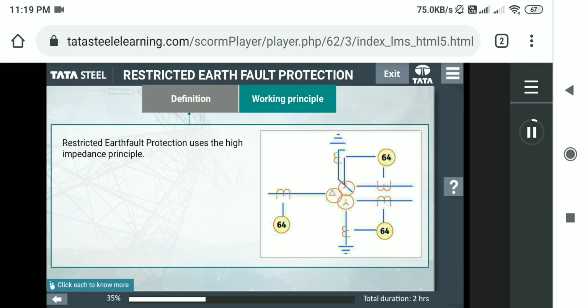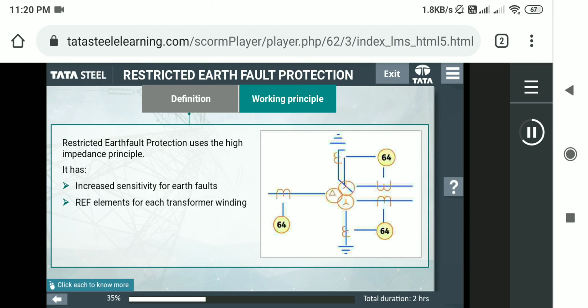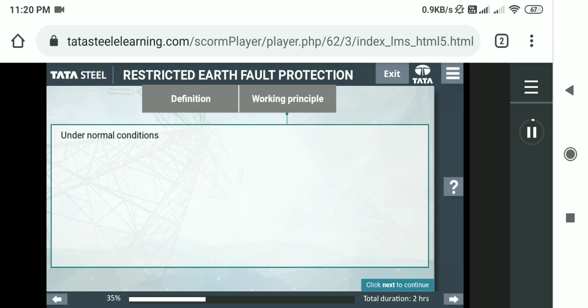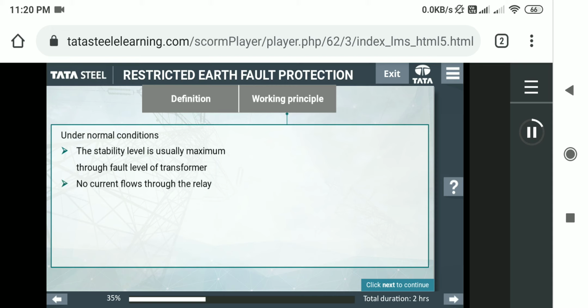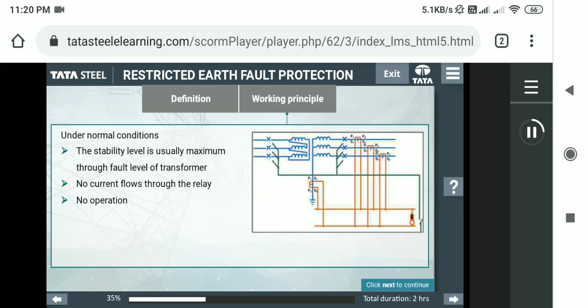Restricted earth fault protection uses the high impedance principle. It has increased sensitivity for earth faults, REF elements for each transformer winding, CTs which may be shared with differential element. In REF, under normal conditions, the stability level is usually maximum through fault level of transformer. So, under normal conditions, no current flows through the relay, which means no operation. Let's understand the diagram in detail.